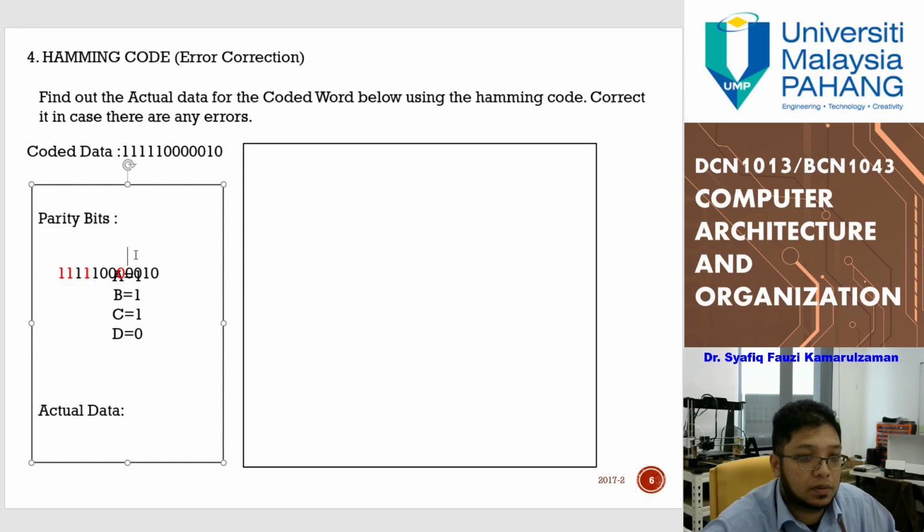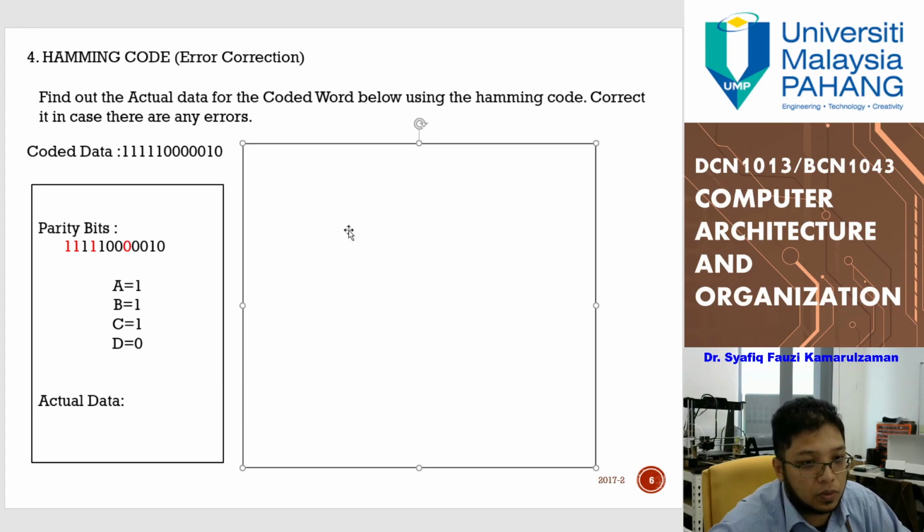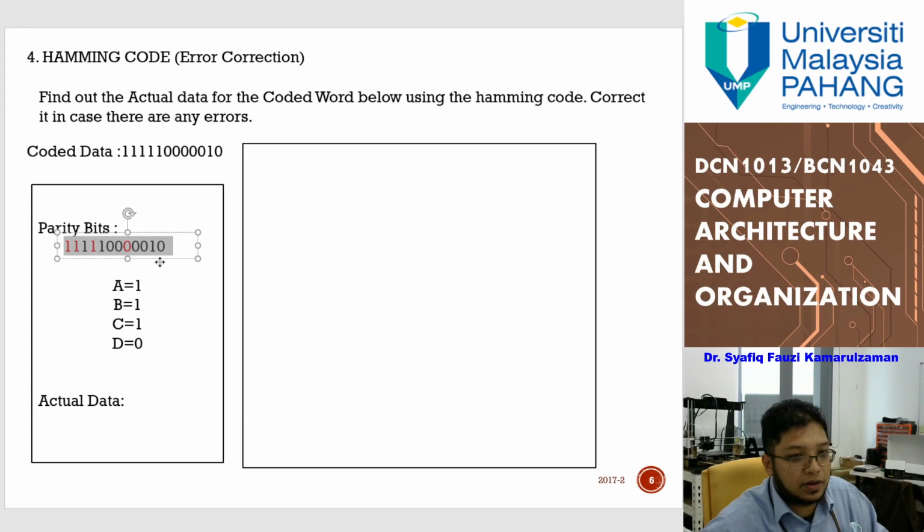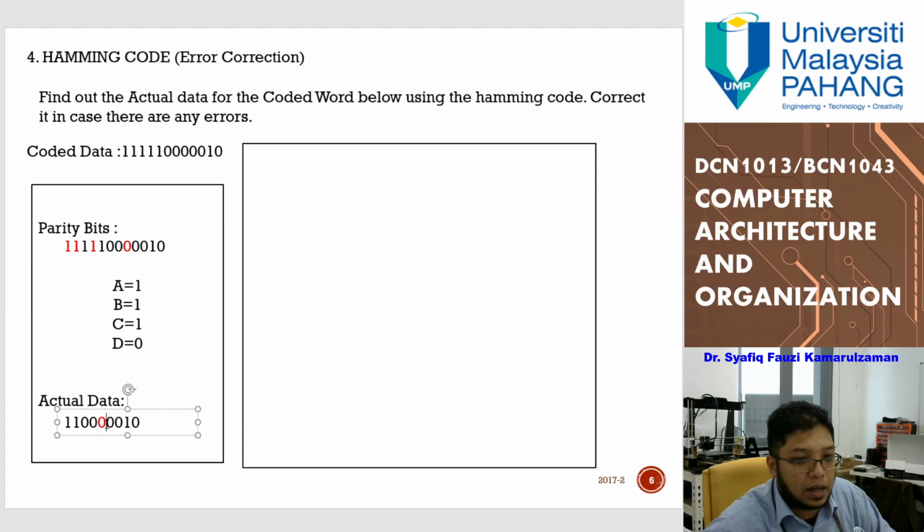Okay, so what is the actual data? So now, we think that the actual data is 1100010. Okay, so this might be our actual data. We remove this. This might be our actual data. However, we are not sure whether it's the correct data or not.